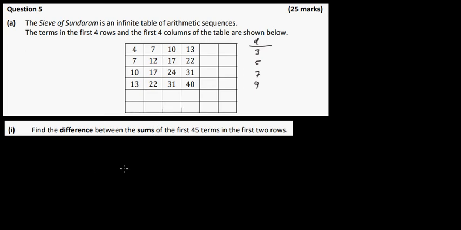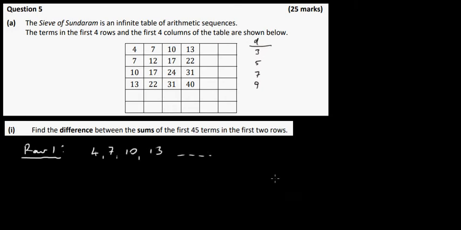Now let's have a look at the questions. The first one says, find the difference between the sums of the first 45 terms in the first 2 rows. So we've got to look at the first 2 rows, this one here and this one here, and find the difference between the sums of the first 45 terms. Let's look at row 1 first of all. Row 1 is 4, 7, 10, 13, and so on.